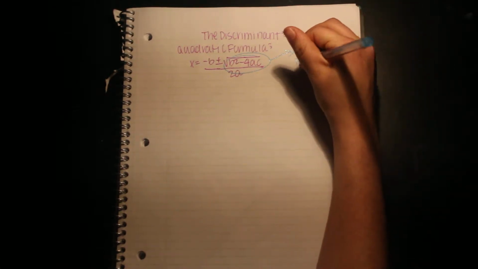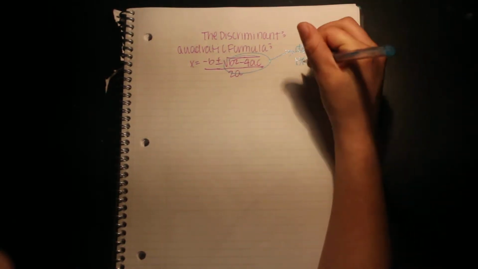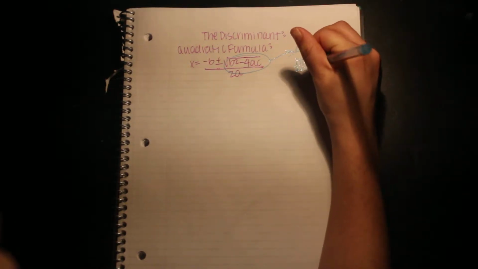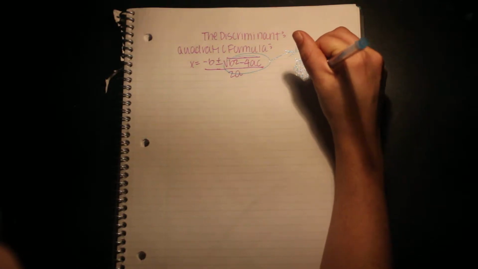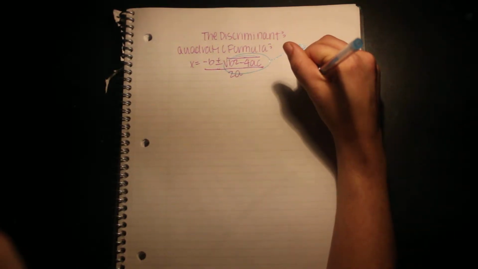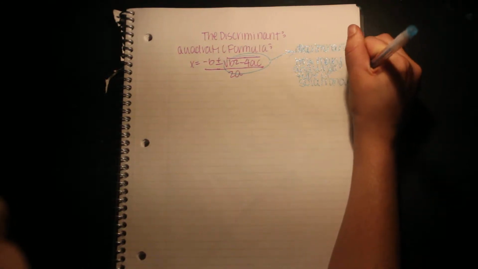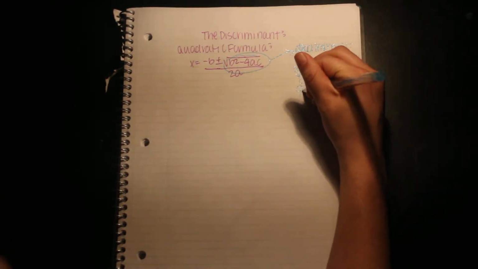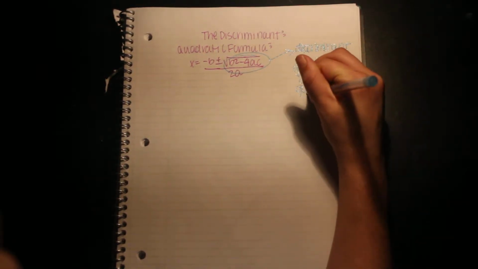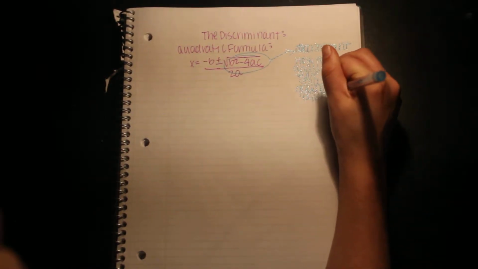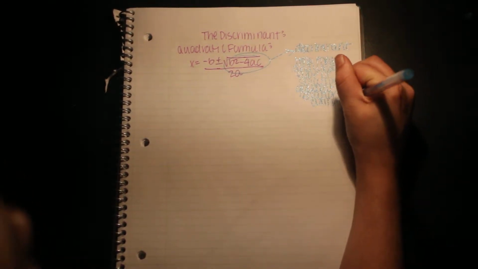The discriminant tells us how many and what type of solutions a quadratic equation will have.